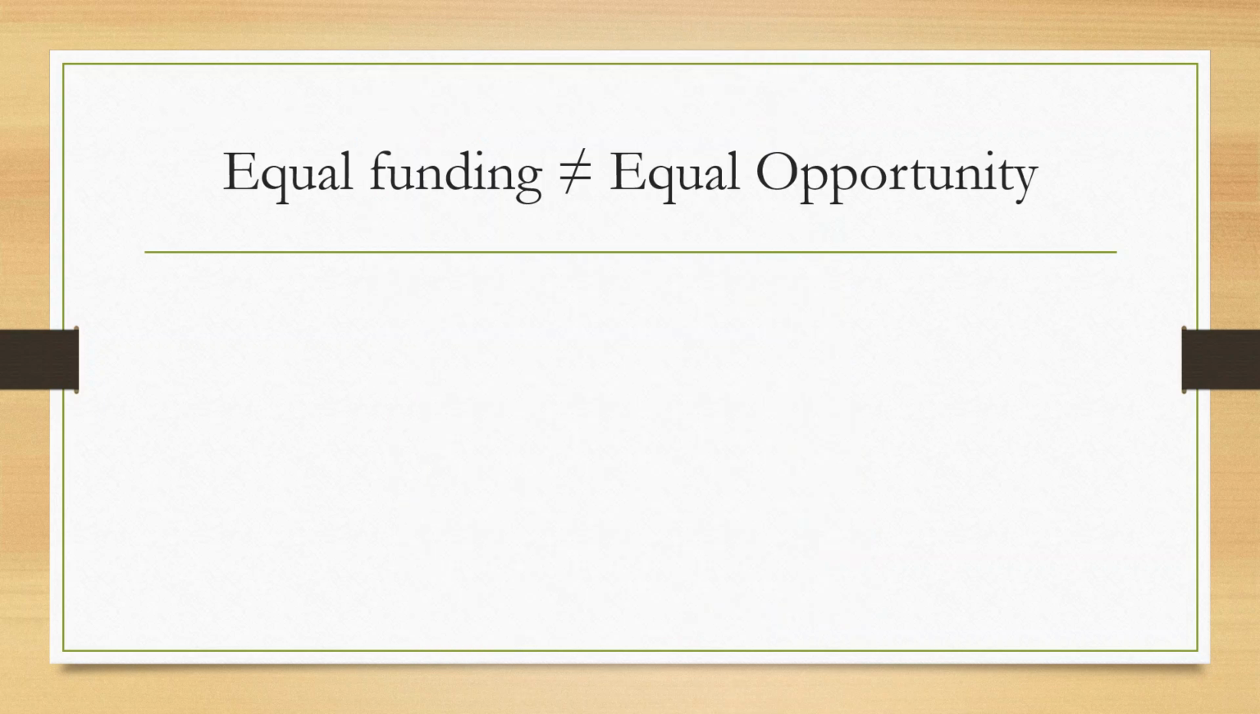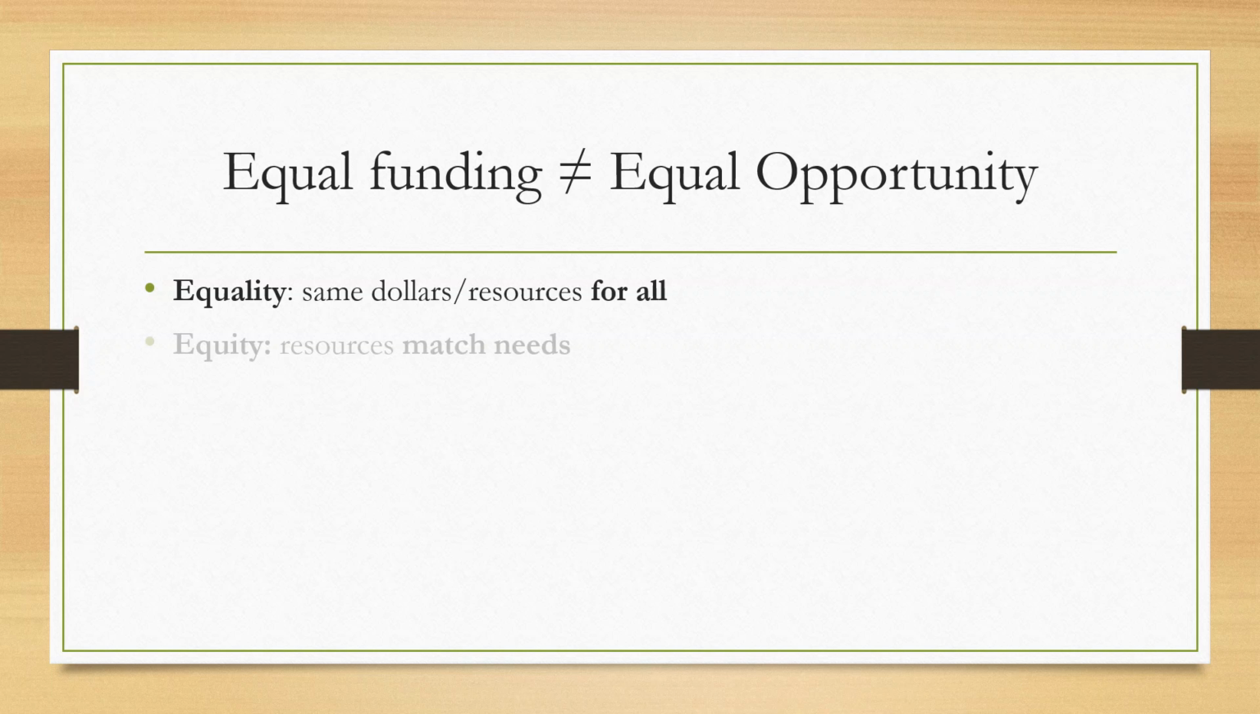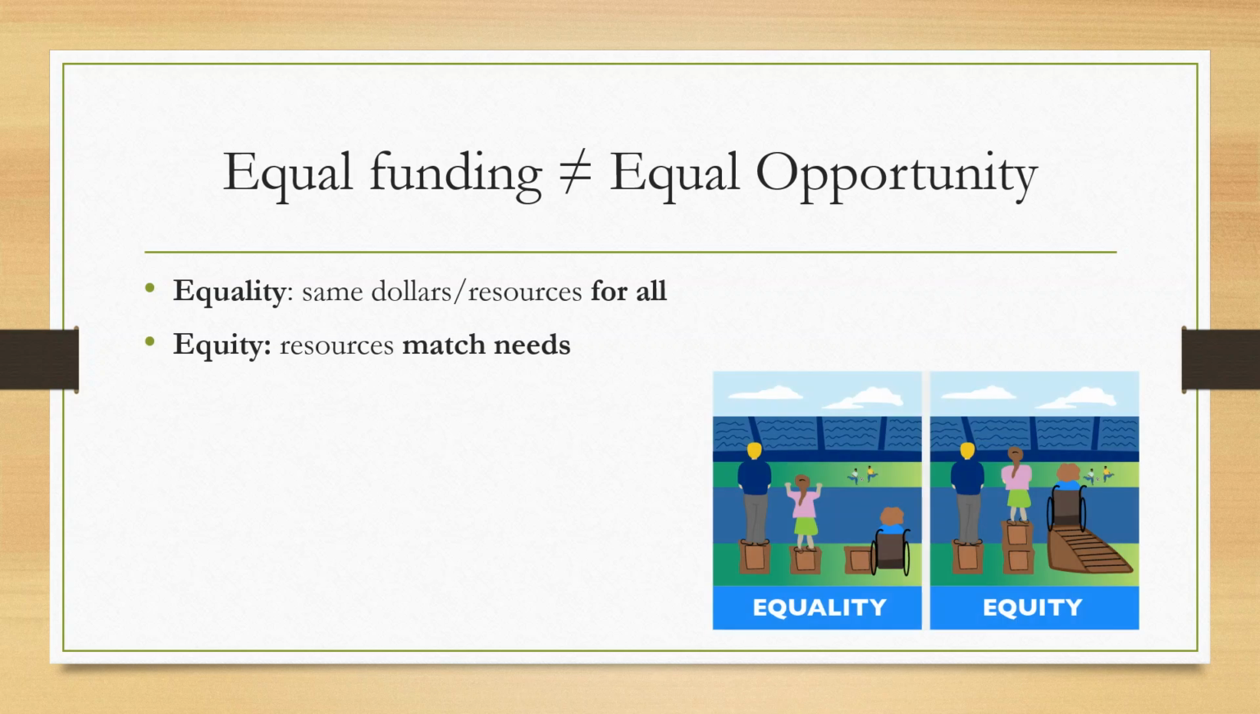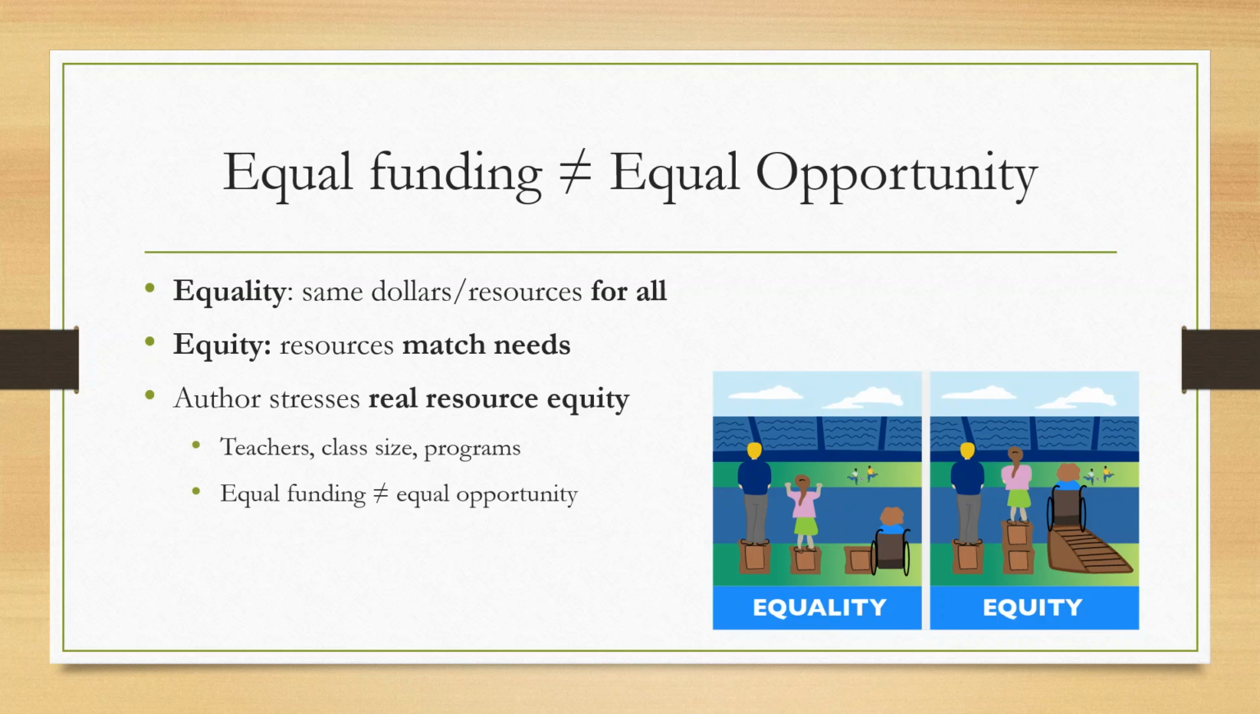To begin, when we think about fairness in education, equality would usually mean that everyone gets the same amount of funding. But the author points out that this isn't enough because students in schools don't all face the same challenges. That's where we bring in the word equity, because equity means giving schools the resources that they actually need to meet student needs. That could mean smaller class sizes, more teachers, or additional programs in high poverty areas. I agree with this because equal dollars doesn't always create equal opportunities.